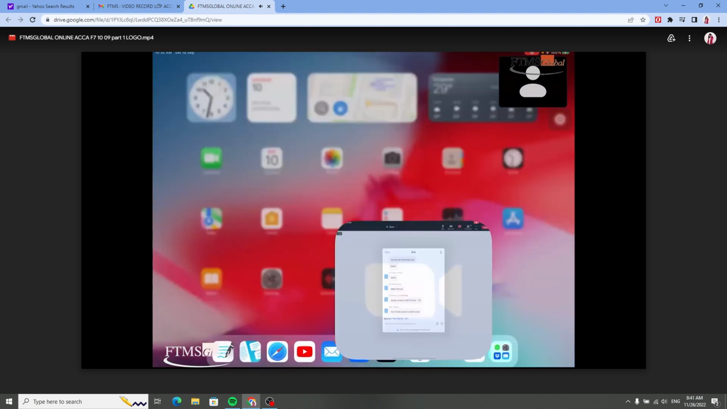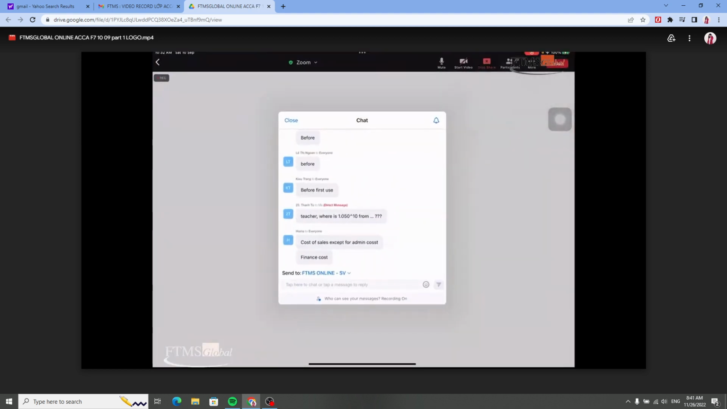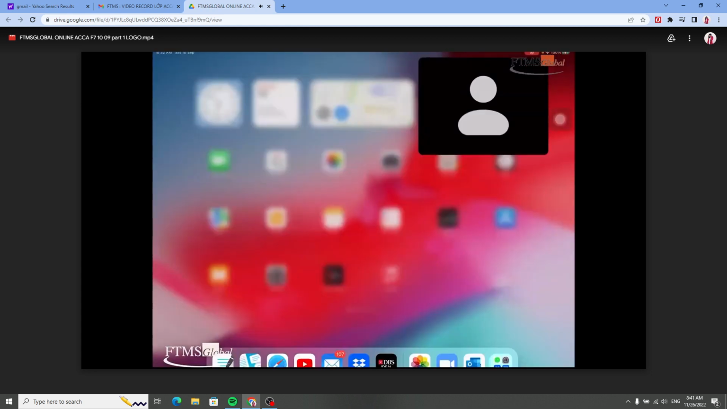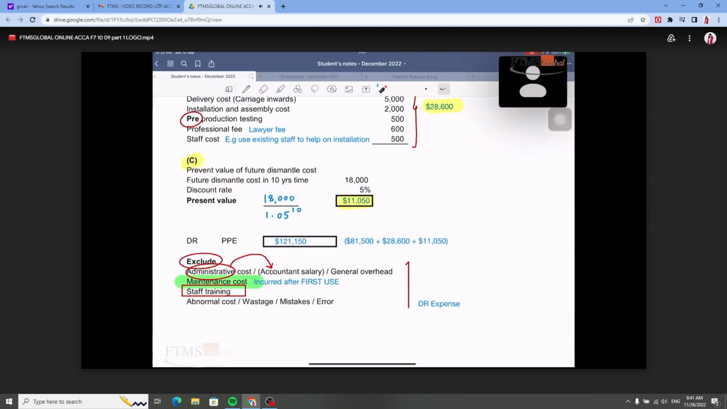Anybody? How come staff training, even though it's incurred before first use, I still need to exclude? I give you a clue, think about the logic. If I can't include, it means I cannot debit PPE. Correct. I think that's the answer, because staff will not work forever. Okay, very good. Now let me lead you to the answer.